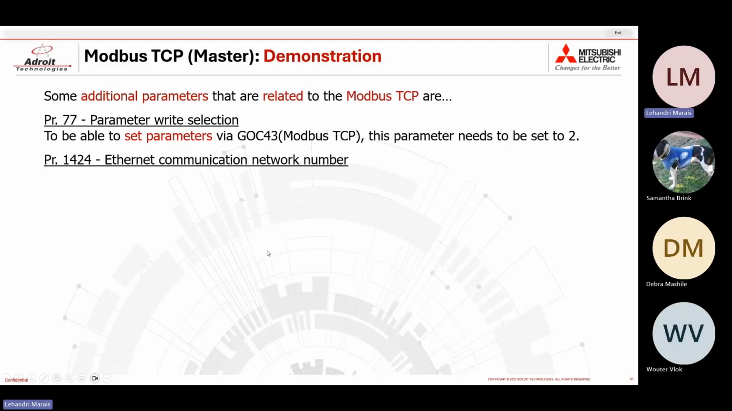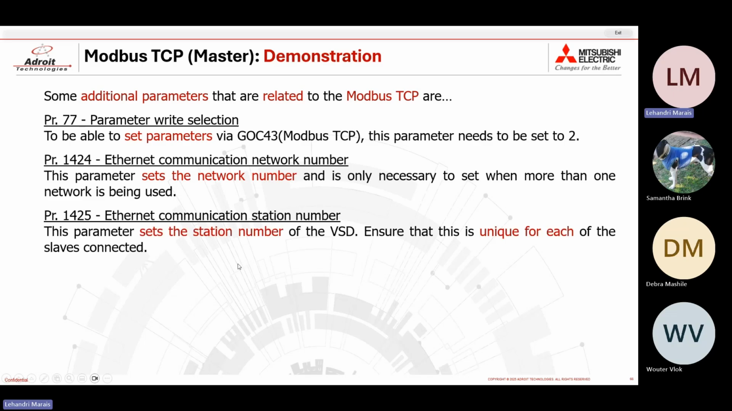And once again, you also have your additional parameters, which can be related to the Modbus TCP. So once again, if you want to set parameters via the GOC via Modbus TCP, you need to set parameter 77 as 2, otherwise it will not allow you to do this. You'll most likely need to set the network number, but this is once again only when you are using more than one network. Station number, make sure your station number is unique, and there's no duplicates on your network.